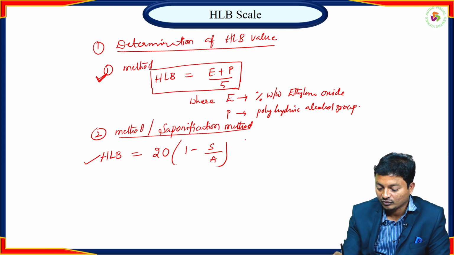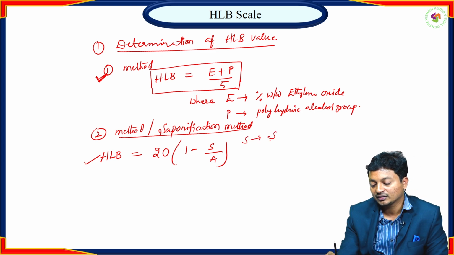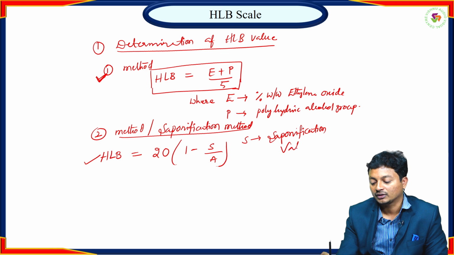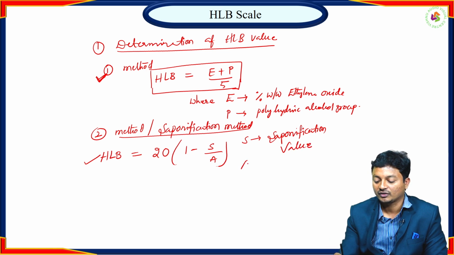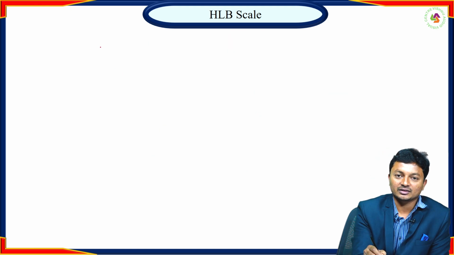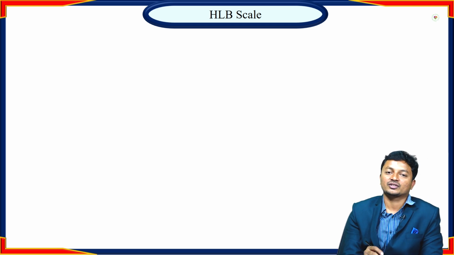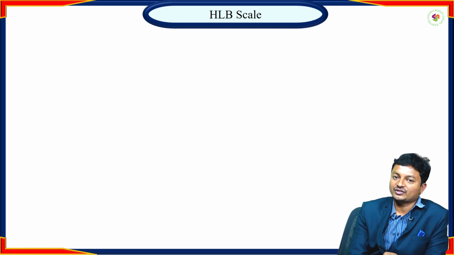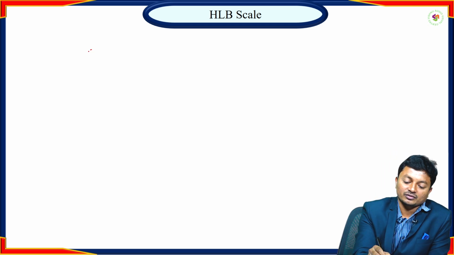So in this, what is S? S is the saponification value, and A is the acid value. In the above second formula, we discussed the saponification and the acid value. So what is saponification?